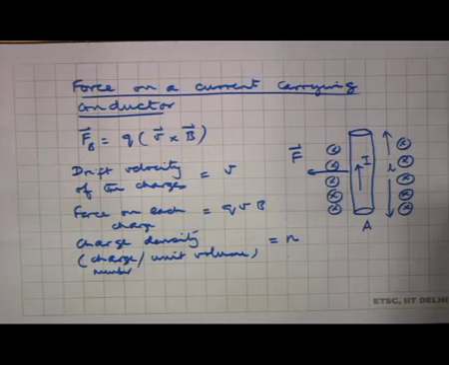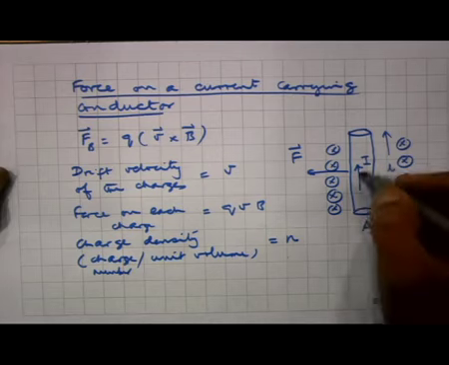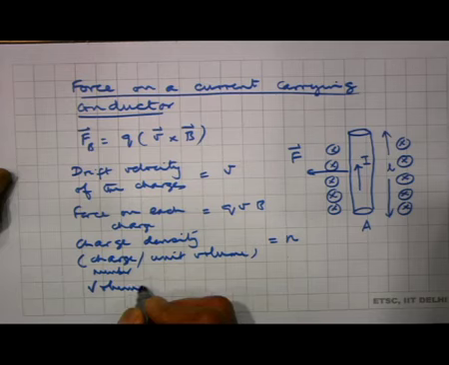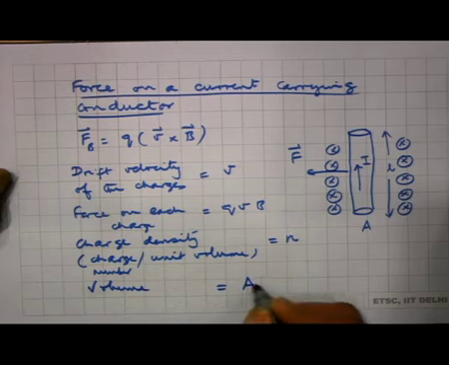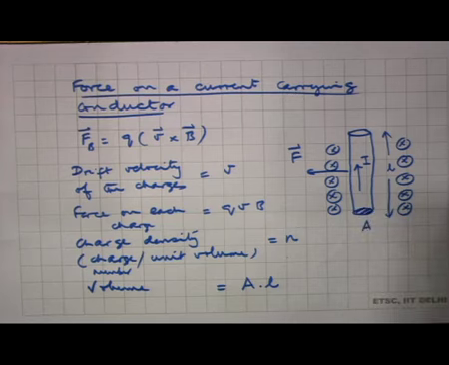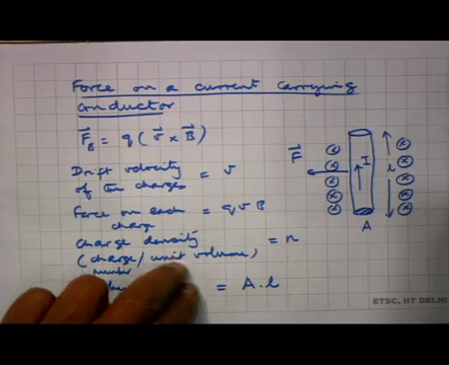So, there are n charges per unit volume in the wire which are flowing upward in the direction of the current. So, in this volume, what is the volume of the wire? Volume is equal to the cross sectional area times the length. The cross sectional area is A and the length of the wire is L. So, the volume of this wire is A times L.